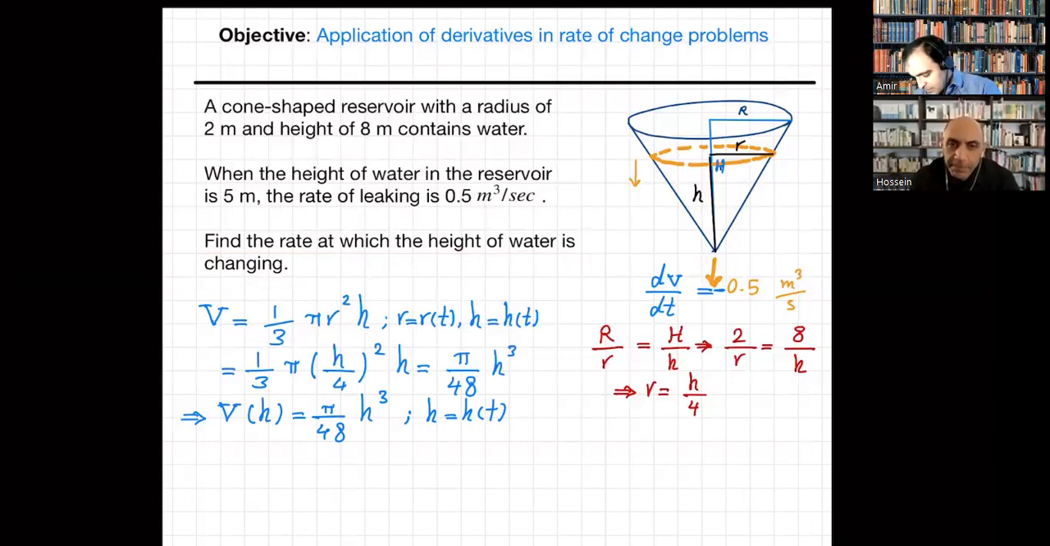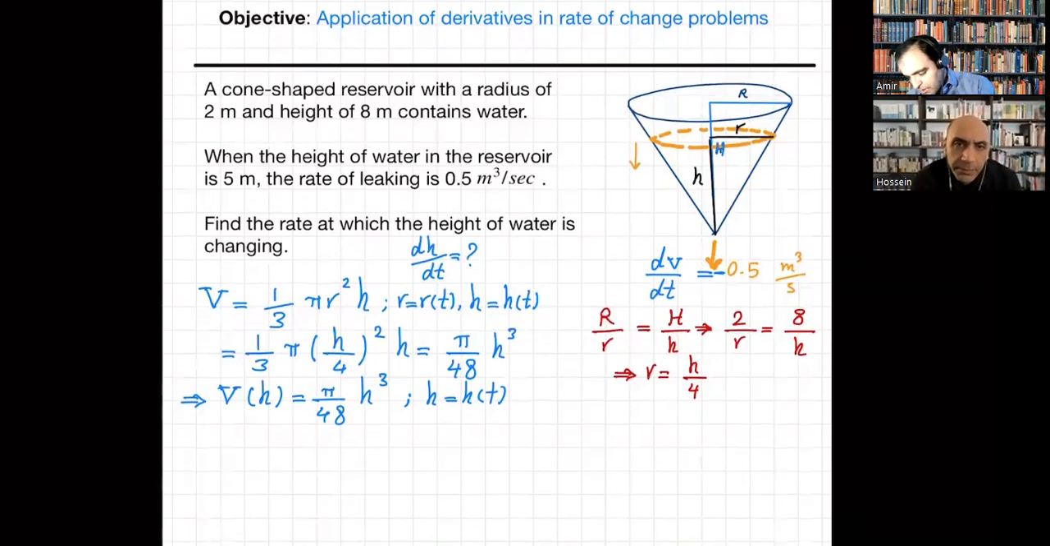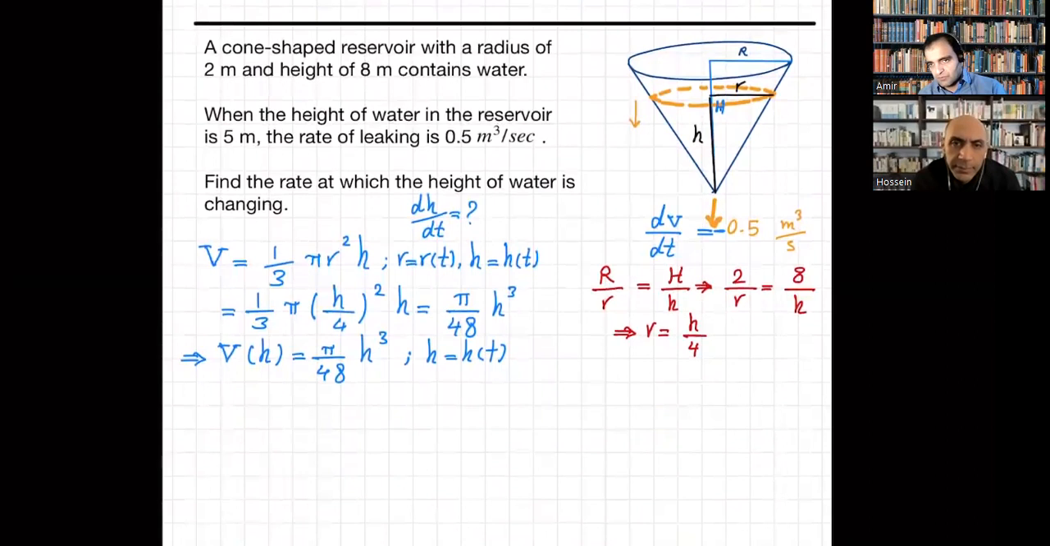So since we have here dV over dt, and we want to have the rate of the change of height of water, it's like dH over dt here, which is of interest in this problem. Right. So I'm going to take the derivative of V with respect to time, as we have it here.